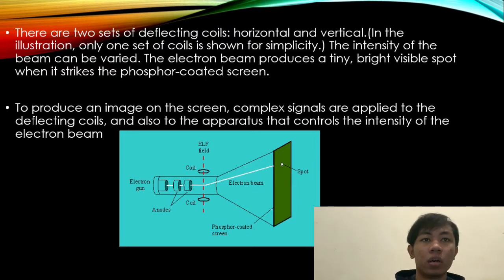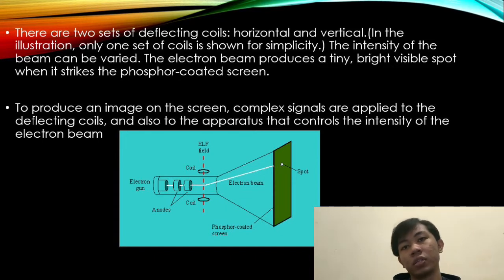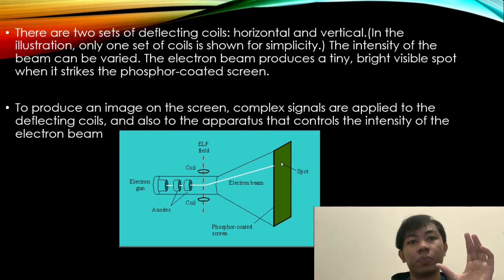Lastly, CRT also produces an image on the screen. Complex signals are applied to the deflecting coil and also to the apparatus that controls the intensity of the electron beam. This is a picture of the CRT.